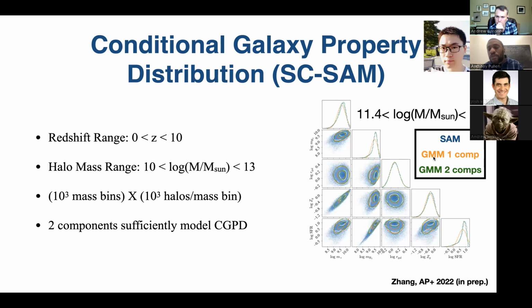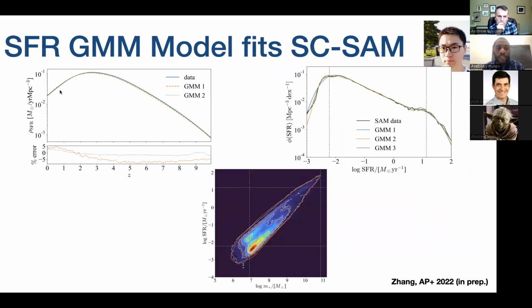Using 2 Gaussian mixture models actually can, and the way we say it's good is to look at this plot here, where we can predict observables, and we see that the Gaussian mixture model does a good job of predicting it. If you assume just one component, you can get predictions on the order of 10% of the actual SAM, the full SAM. Whereas if you assume 2 components for a Gaussian mixture model, you can get precisions within less than a few percent. This is for the star formation rate density.